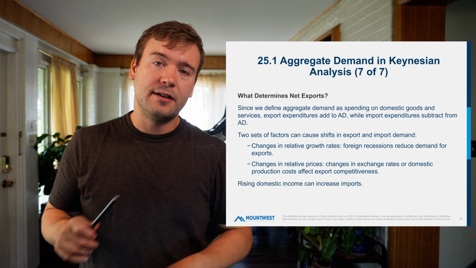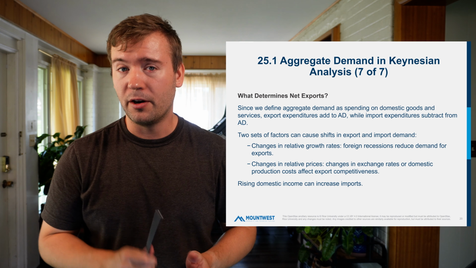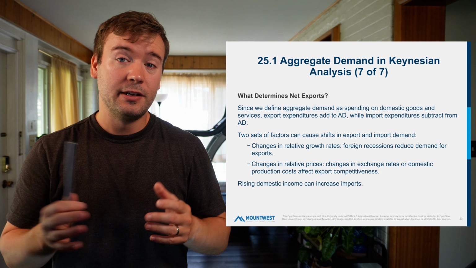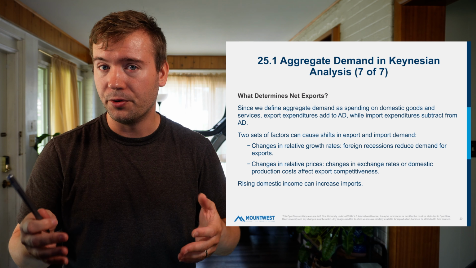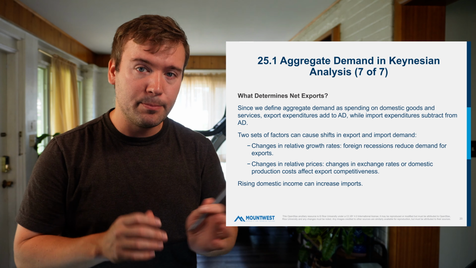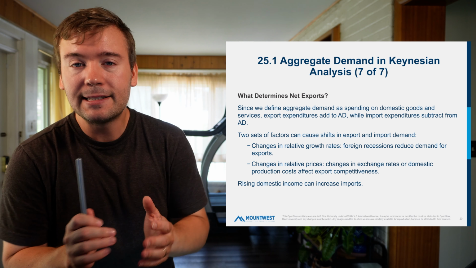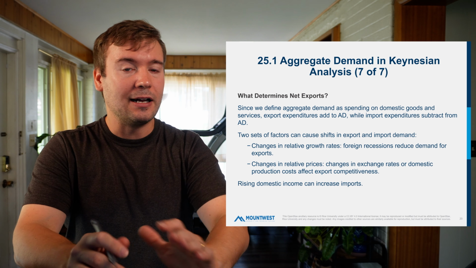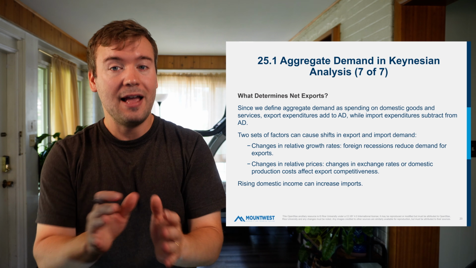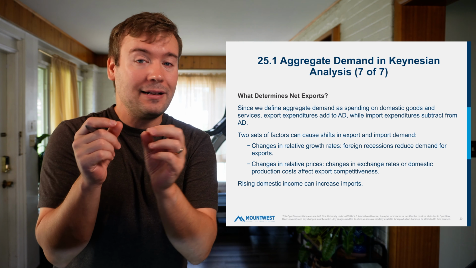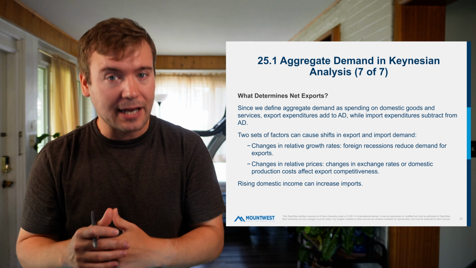Finally, let's consider net exports. That's the fourth component of our aggregate demand. This is defined as the value of a nation's exports, domestically produced goods that are sold abroad, minus imports, foreign produced goods purchased domestically. And since aggregate demand focuses on spending on domestic goods and services, export expenditures are adding to aggregate demand, while import expenditures are subtracting from it.